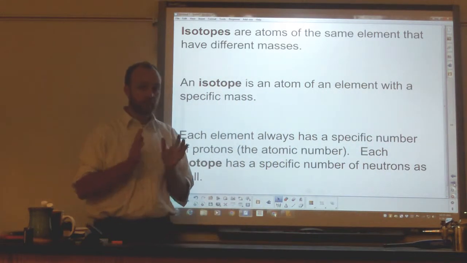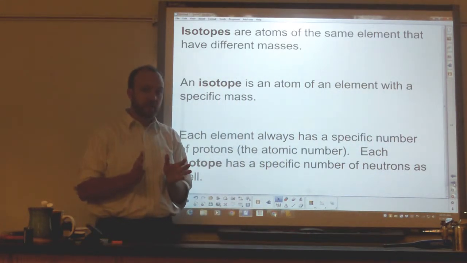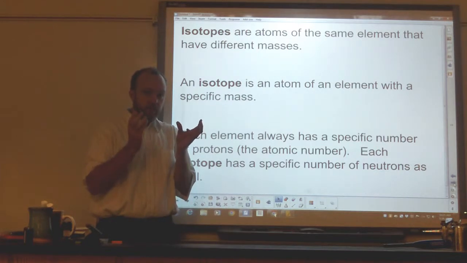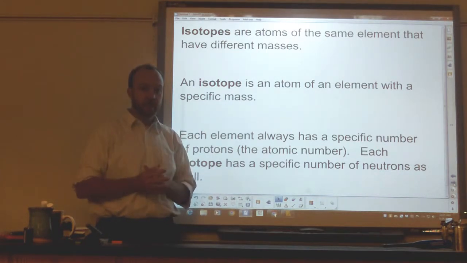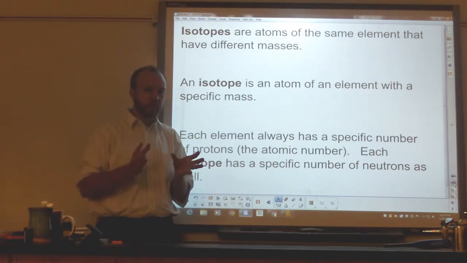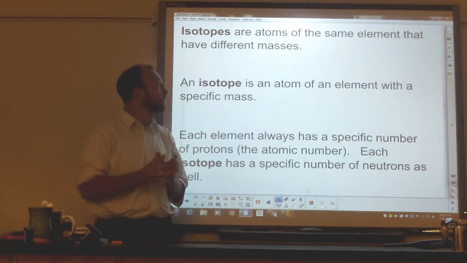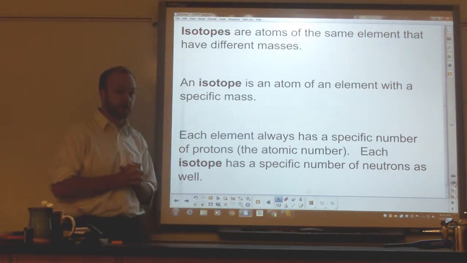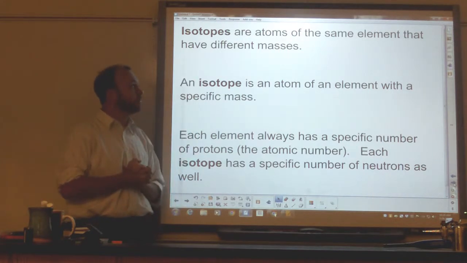Now, while the number of protons tells us the type of atom, you can have different types of the same atom. They're the same atom, they have the same number of protons, they have the same chemical properties, but they're slightly different because they have a different weight or a different mass. And we call these isotopes. So isotopes are atoms of the same element that have different masses.